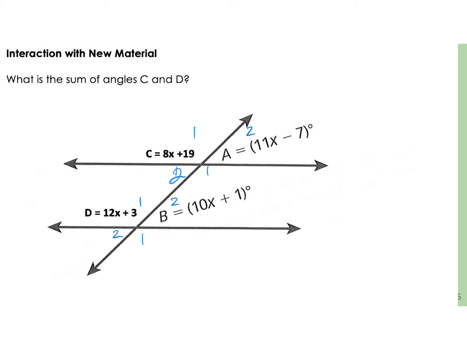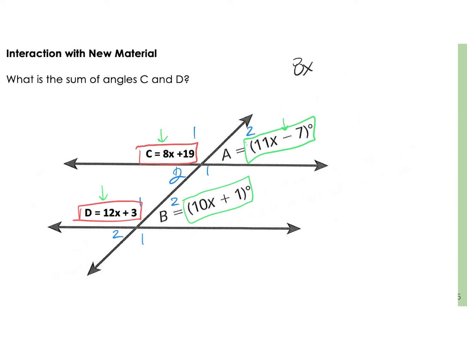So my ones, I can do this equals this. Or if I want to use twos, I could do this equals this. I see this minus right here, so I'm just going to keep everything positive. So I'm going to use angle C equals angle D.